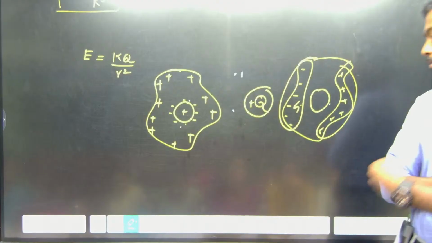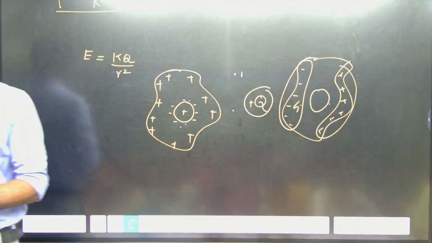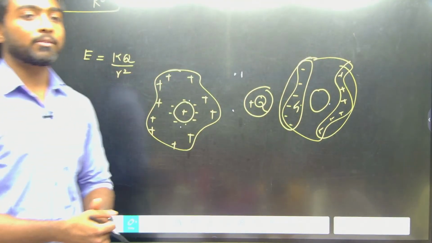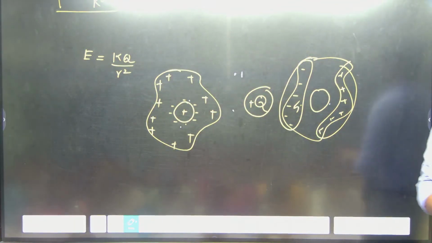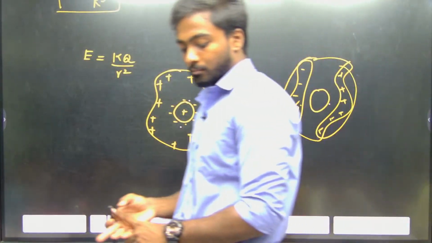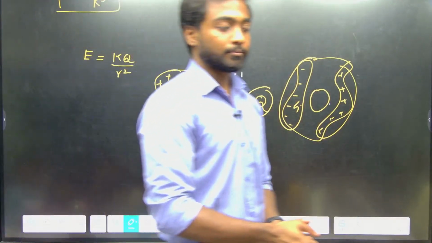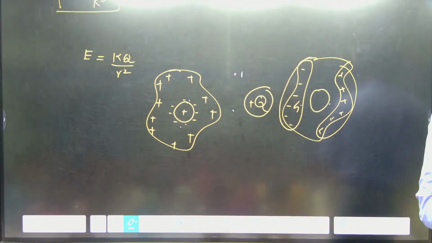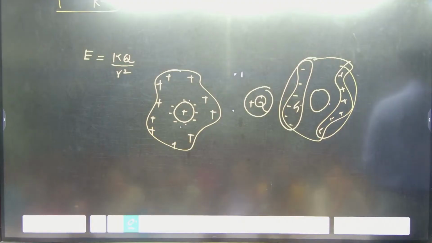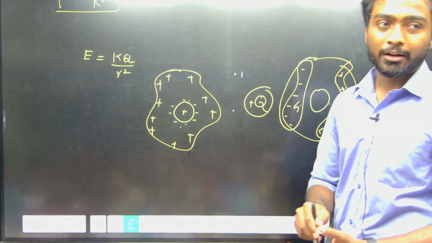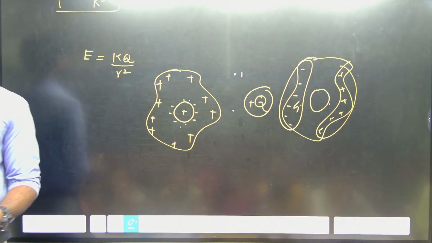Yes or no? So the first point is the field inside the conductor is always 0. The field inside the conductor is always 0, which is nothing but E equals 0. So you know the reason also now? Yes or no? Because charges are always induced on the surface of the conductor. They are not present at the center of the conductor. So since there is no charge at the center, there is no field. If charge is there, field will be there.